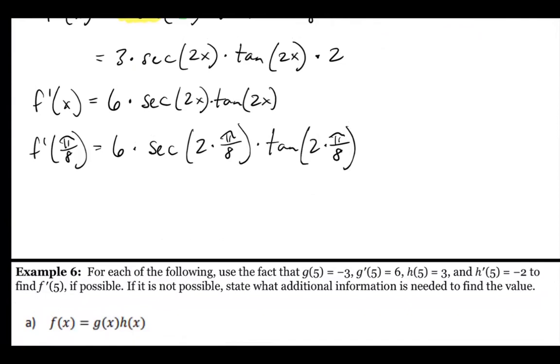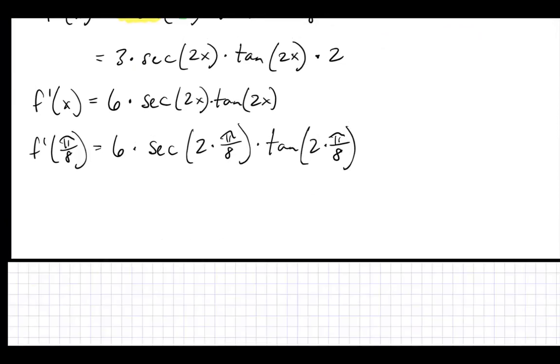Simplify the angles because it's 2 times pi over 8. So 6 times secant of 2 times pi over 8 is 2 pi over 8, which reduces to pi over 4. Same over here, because 2/8 reduces to 1/4. You can put 1 pi over 4, but you don't need it. Then I'm going to need to figure out what secant of pi over 4 is and what tangent of pi over 4 is.